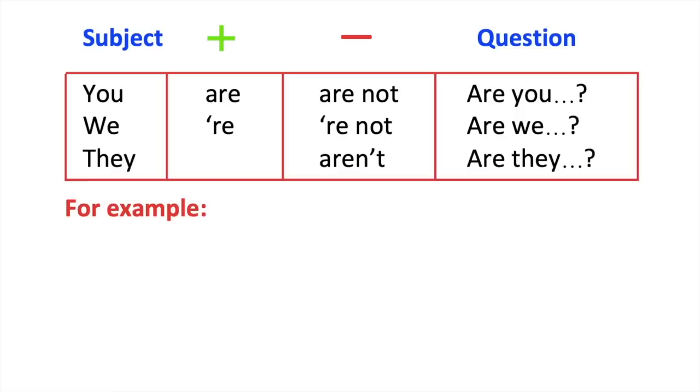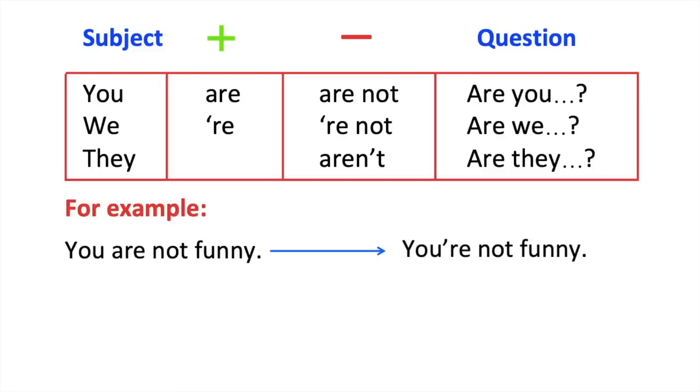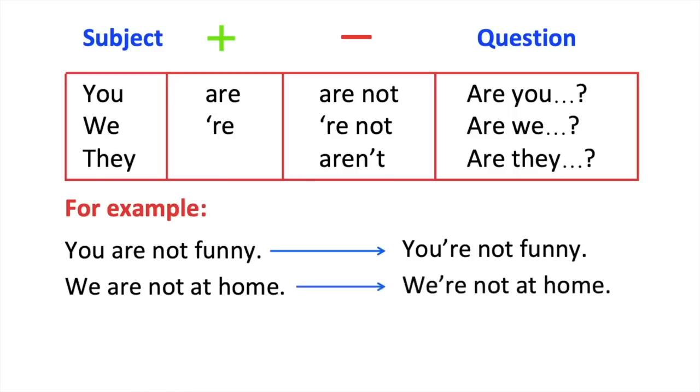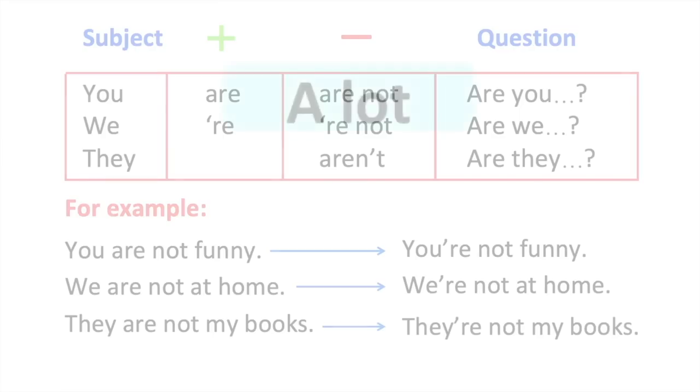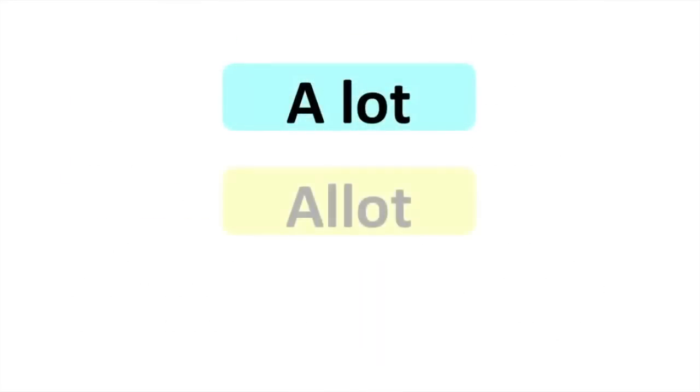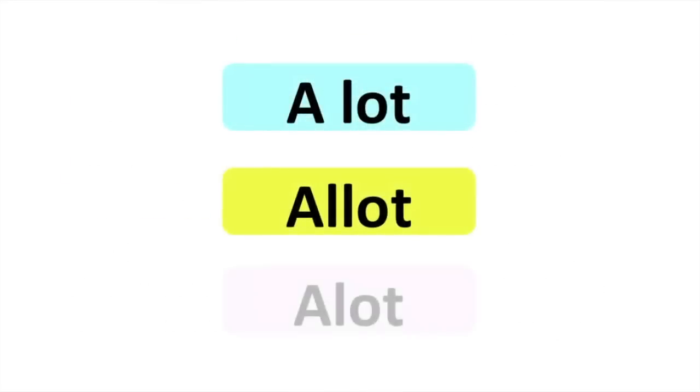The negative form examples are you are not funny or you're not funny. We are not at home. We're not at home. They are not my books. They're not my books.